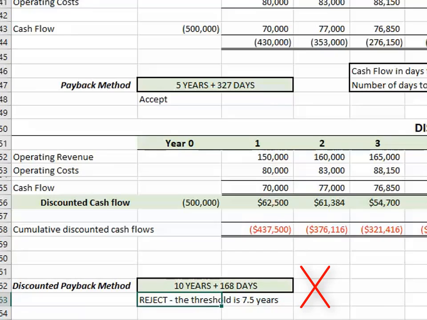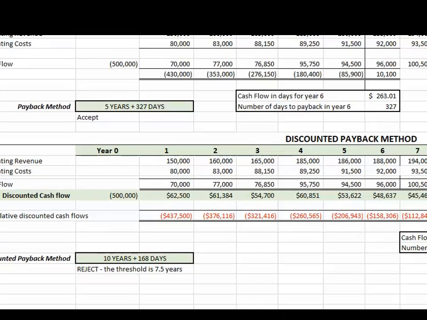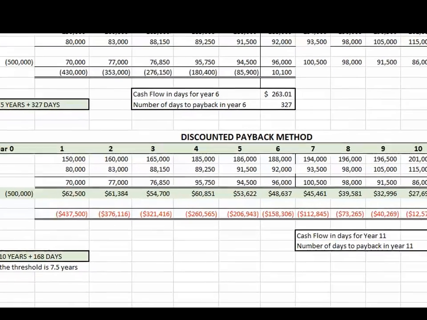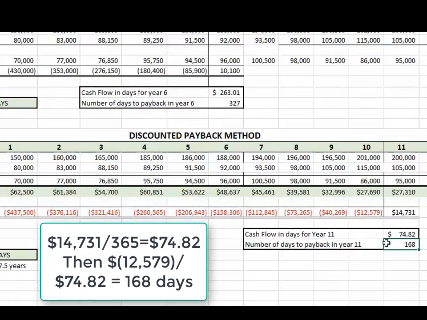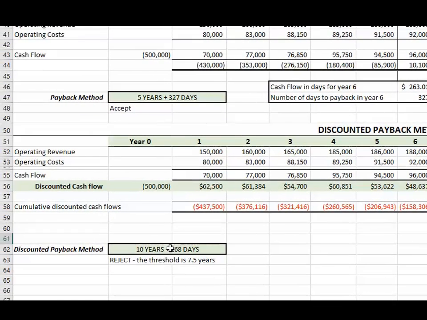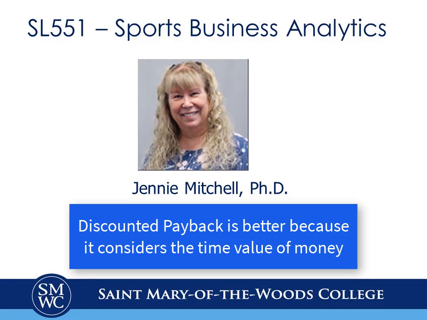And again, it's the same process. You're finding out how much of that discounted cash flow provides per day, and then taking the negative amount and basically seeing how many days. So for the discounted payback, we're talking about 10 years and 168 days. So this is the two methods compared.